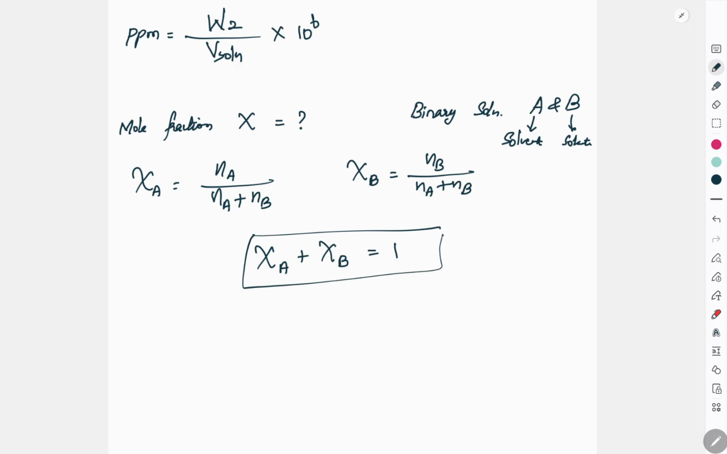If it is a trinary substance, there are three components. Now if you add all the three, it will be 1. So depending upon the number of components present, the mole fraction varies.